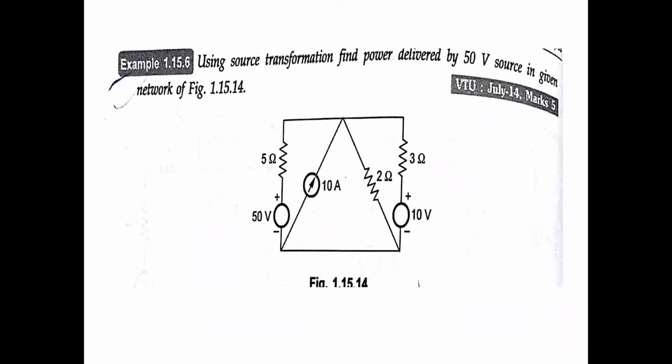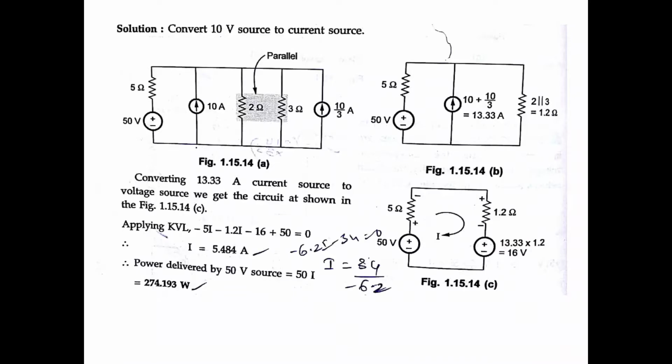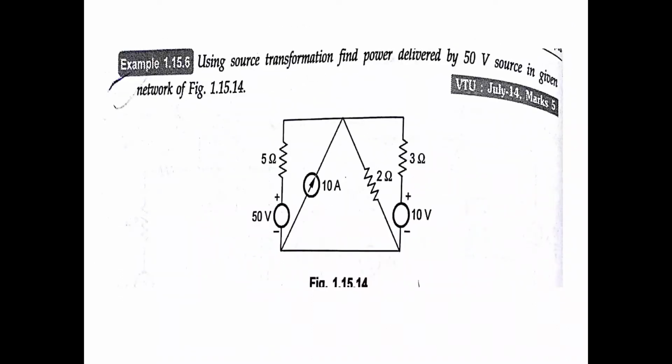Okay, next problem. Using source transformation, find the power delivered by the 50 volts. Power delivered by 50 volts, given network. This is also an exam problem, 2014, 5 marks. Just see the figure. Convert the 10 volt source to current source. Where is the 10 volt source? Here. This voltage source to current source.